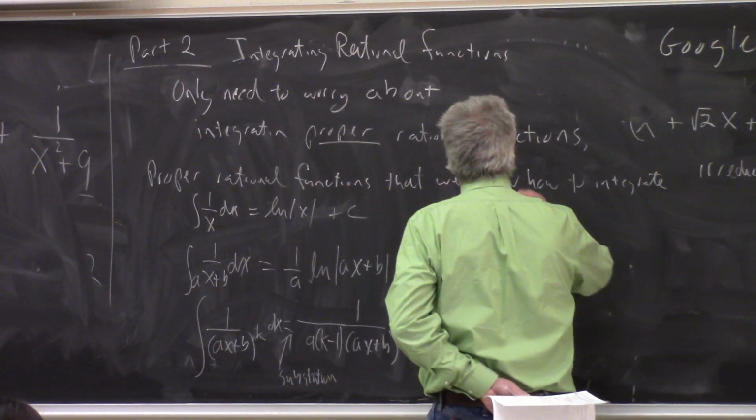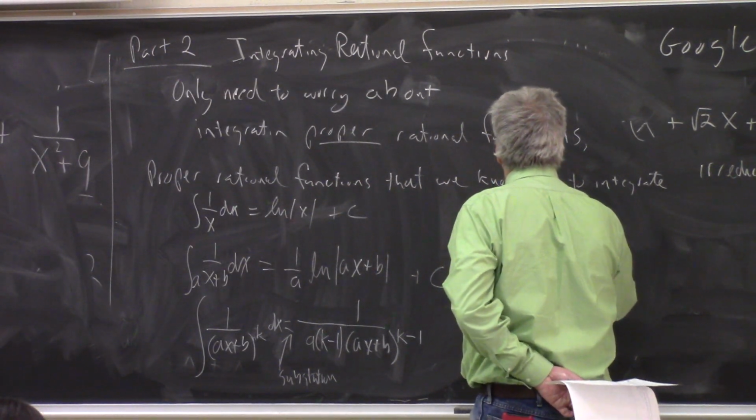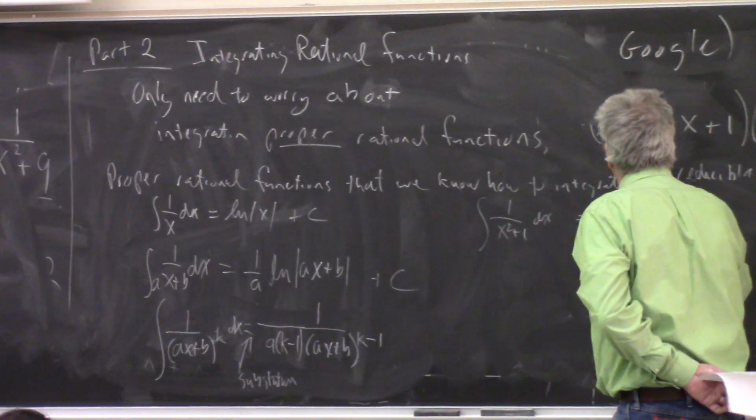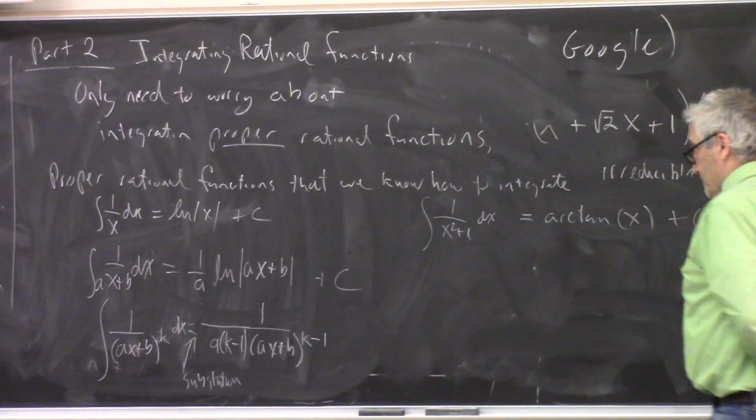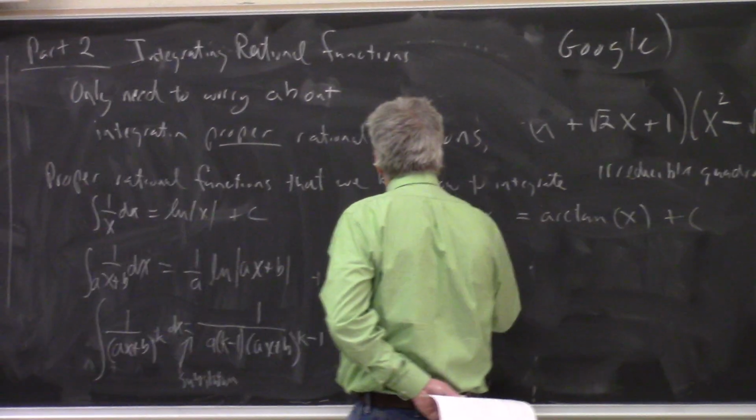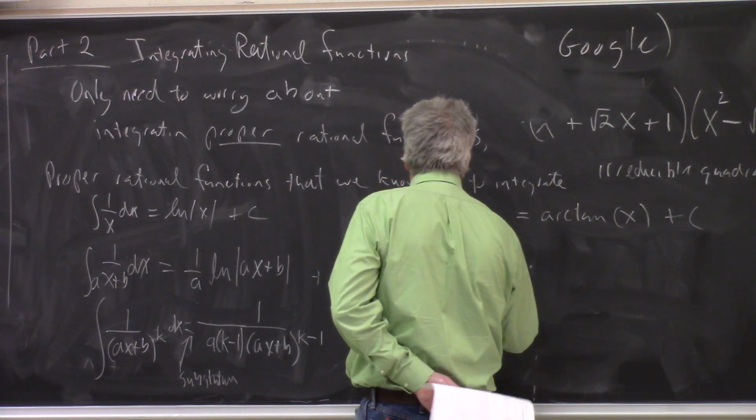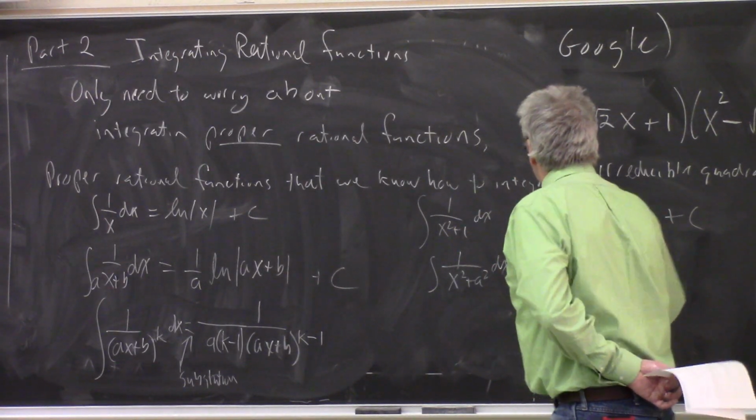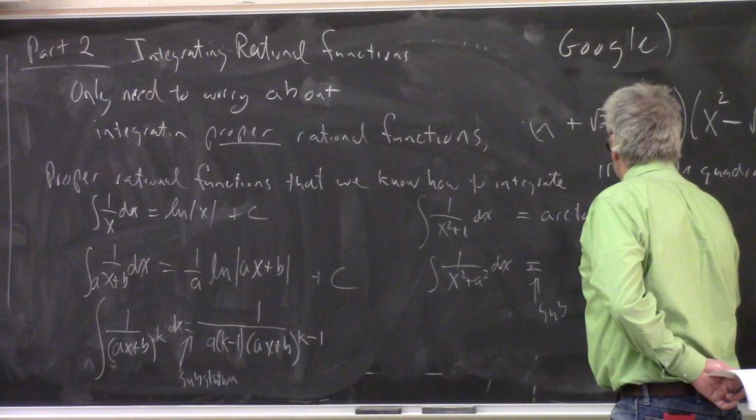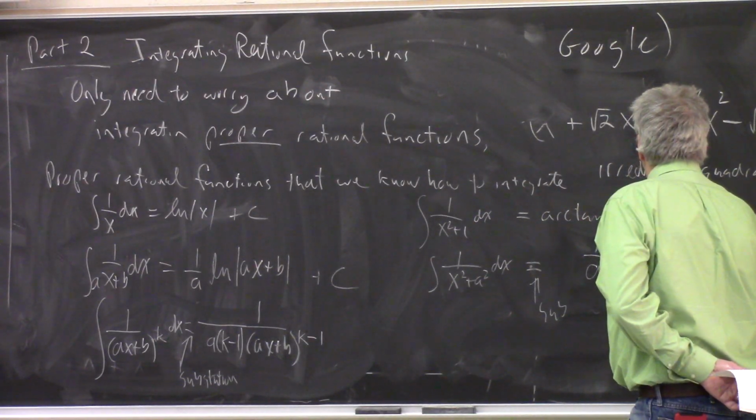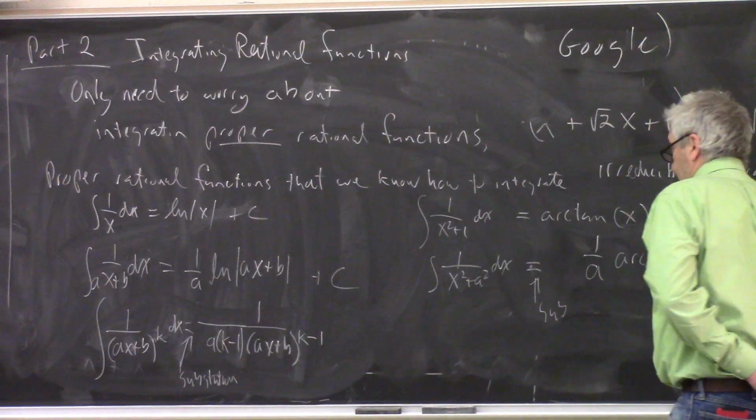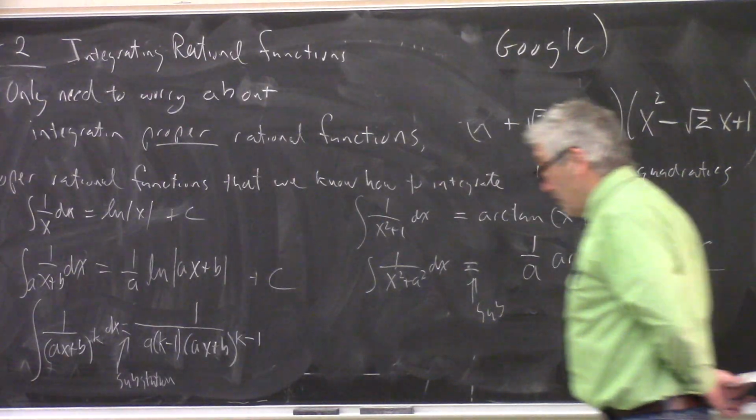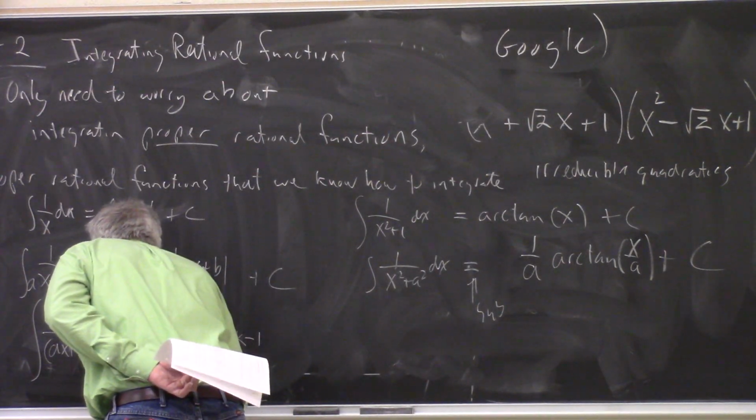We also know how to integrate 1 over x squared plus 1. That's arctan. We also know how to integrate 1 over x squared plus a squared. Here we have to use substitution. This becomes 1 over a arctan x over a. These are all details that are not obvious to you. You probably don't remember these. But I think it should be believable. This is substitution, and this is the power rule.